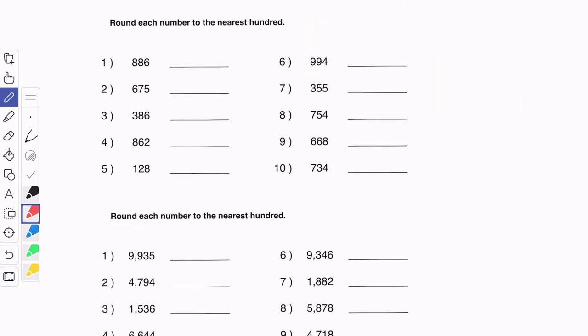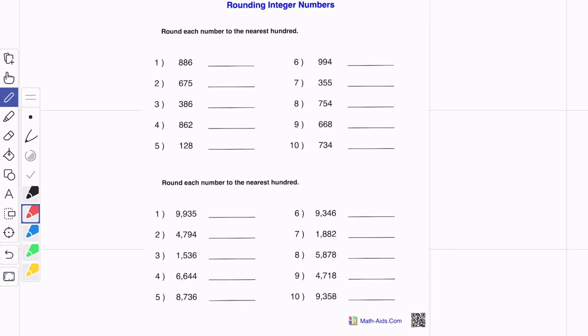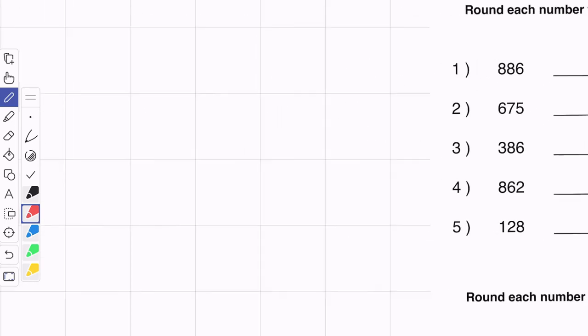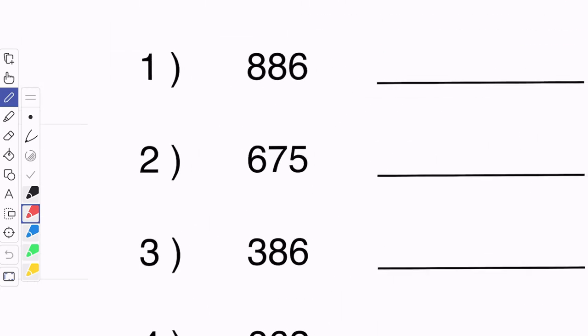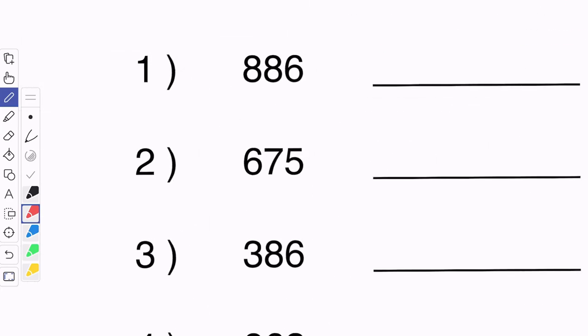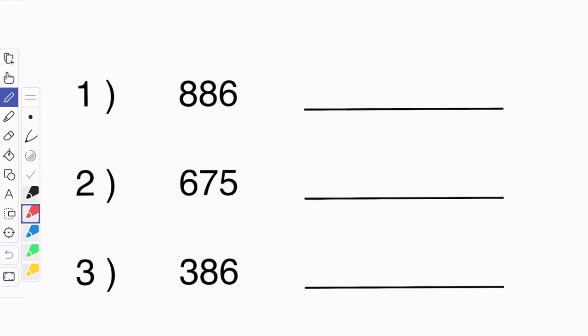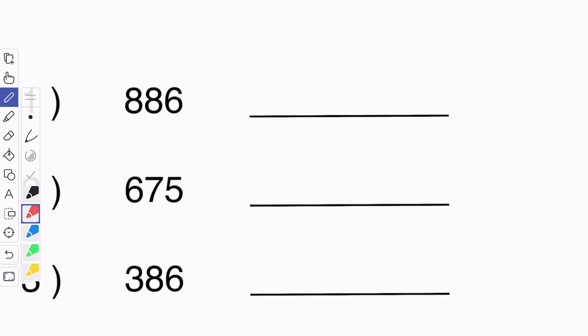So now we're going to be rounding to the nearest 100. So this is going to be a bit different because instead of rounding to the nearest 10, we're going to be rounding to the nearest 100. And this is only for three-digit numbers. So for this one, our tens place is going to be our indicator instead of our ones place.